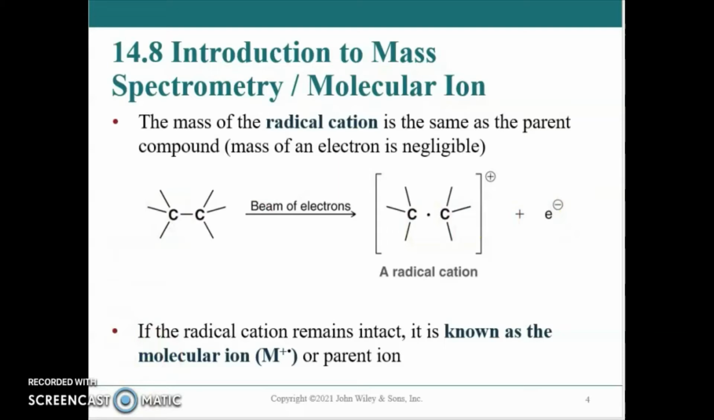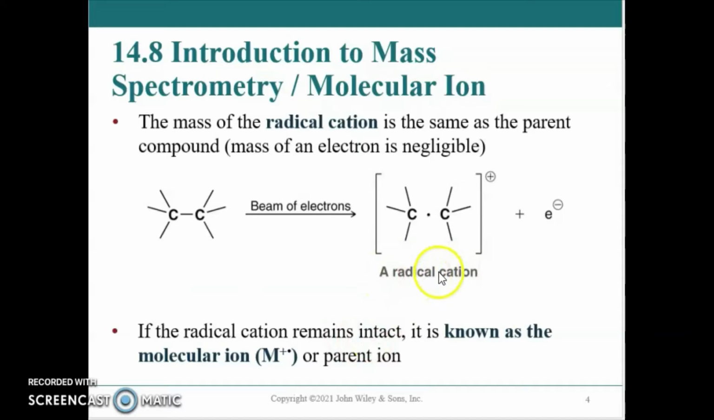The electron's mass is roughly 1 over 2,000 times that of a proton, which is roughly 0.05% of the mass of a proton. So it's not that there's no mass, it's just that the mass is negligible. It doesn't amount to anything relative to what we're looking at.